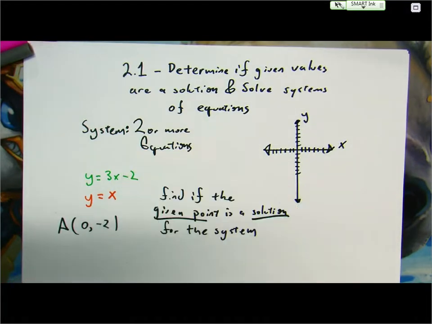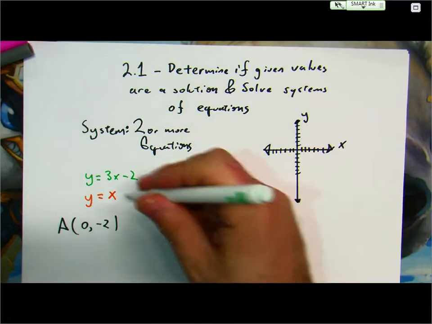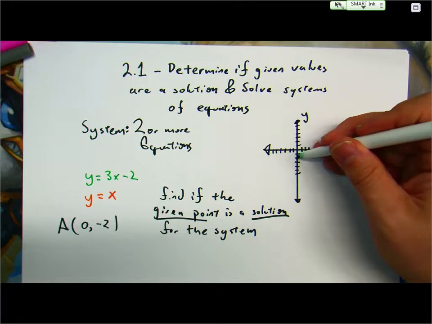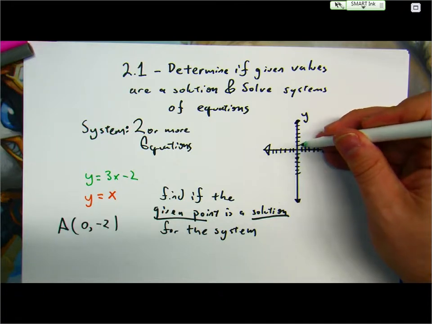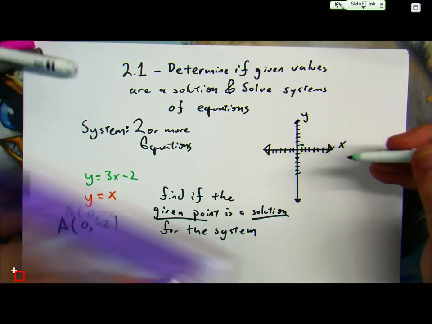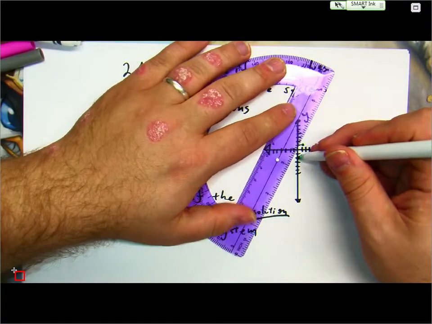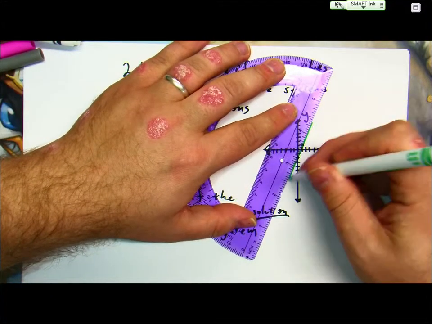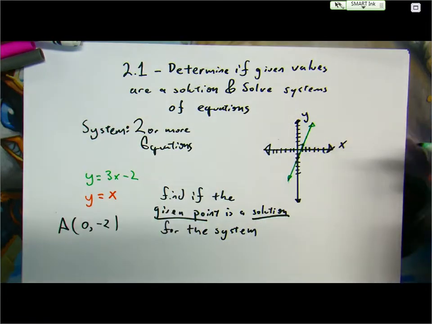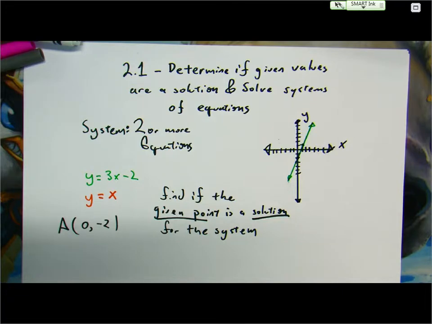I'm going to start with my first equation. I see that I have an intercept of negative 2 and a slope of 3. So I go up 1, 2, 3 over 1 like this. That's going to be my line. Connect it. It's going to look something like this. Again, I'm freehanding it, so it may not be the most accurate thing ever, but it'll be in the right ballpark. Then I'm going to do my second equation, y equals x.